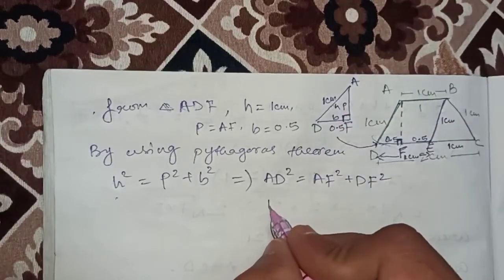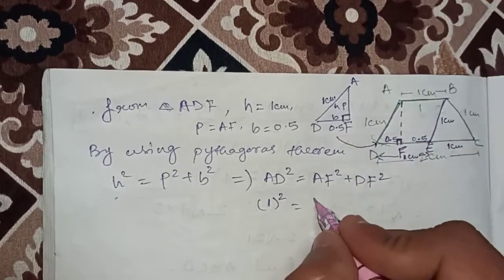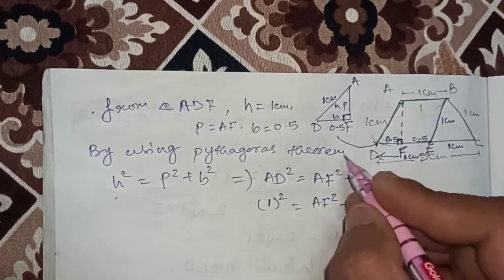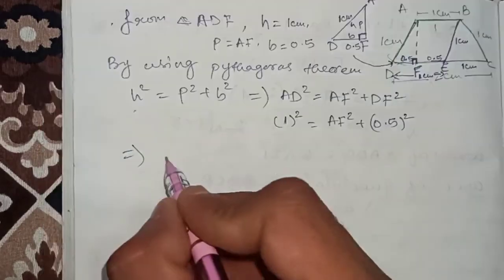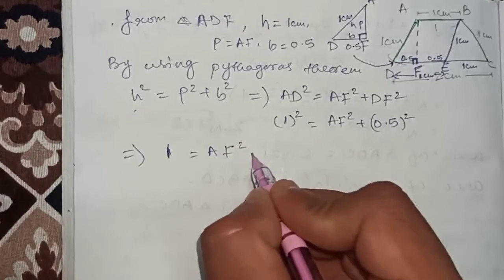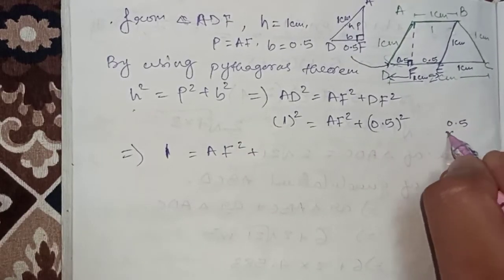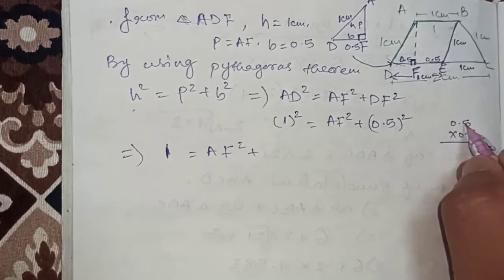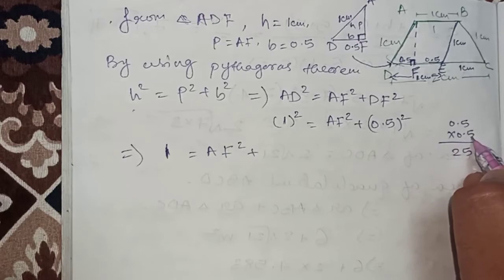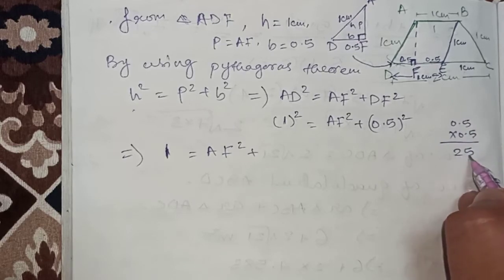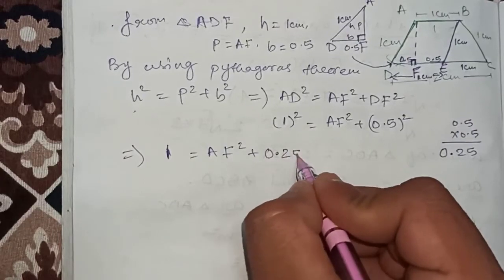AD how much? AD is 1 centimeter square. AF we don't know, we are finding out AF. DF is 0.5 square. Okay, 1 square is 1, equals AF square plus 0.5 into 0.5. 5 5s are 25. After decimal 1 number, after decimal 1 number, that means total 2 numbers, so before 2 numbers put decimal. So it will become 0.25.